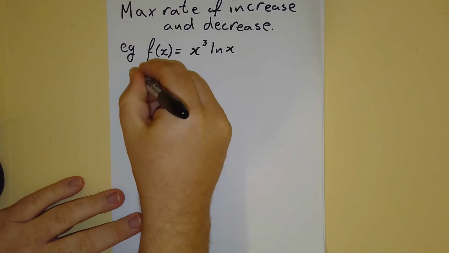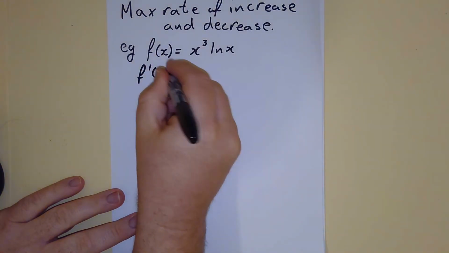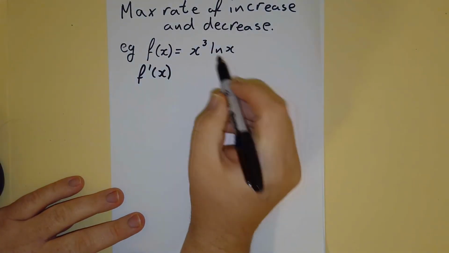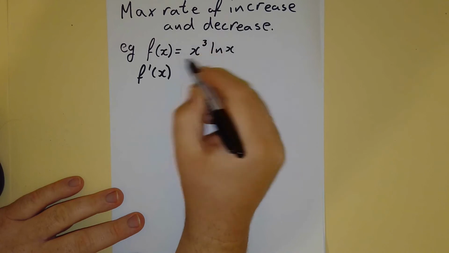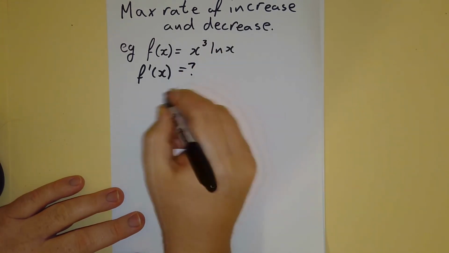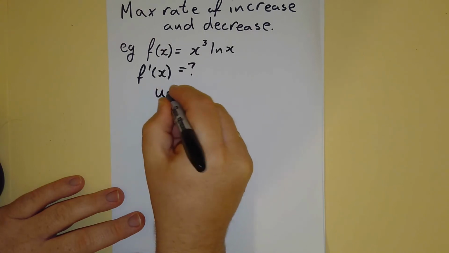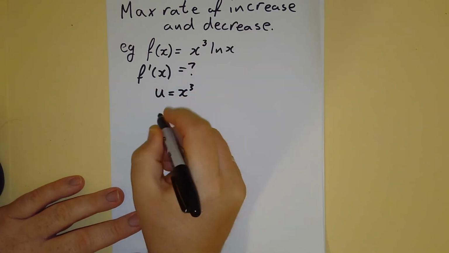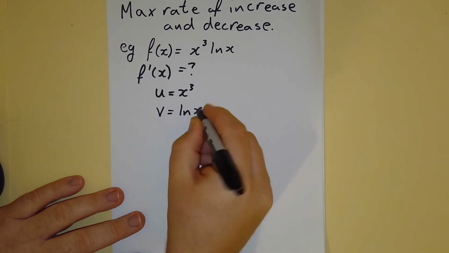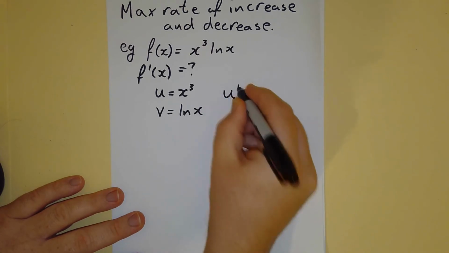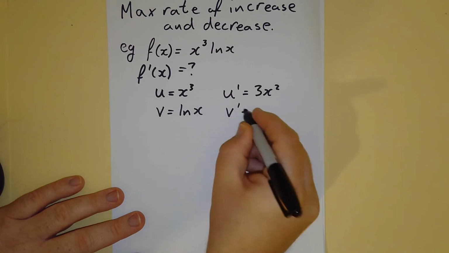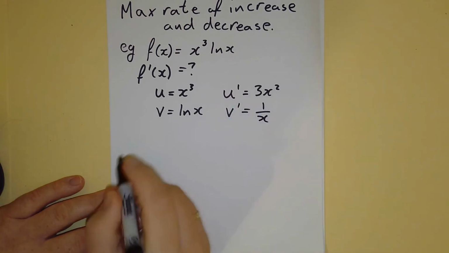So let's start by finding our first derivative. That's going to be our function that tells us our increase and decrease. Here, we've got two functions times each other, so we're going to use our product rule. So u is going to be equal to x to the 3. v is going to be log base e of x. So then our u dash is going to be 3x squared, and our v dash is going to be 1 over x.